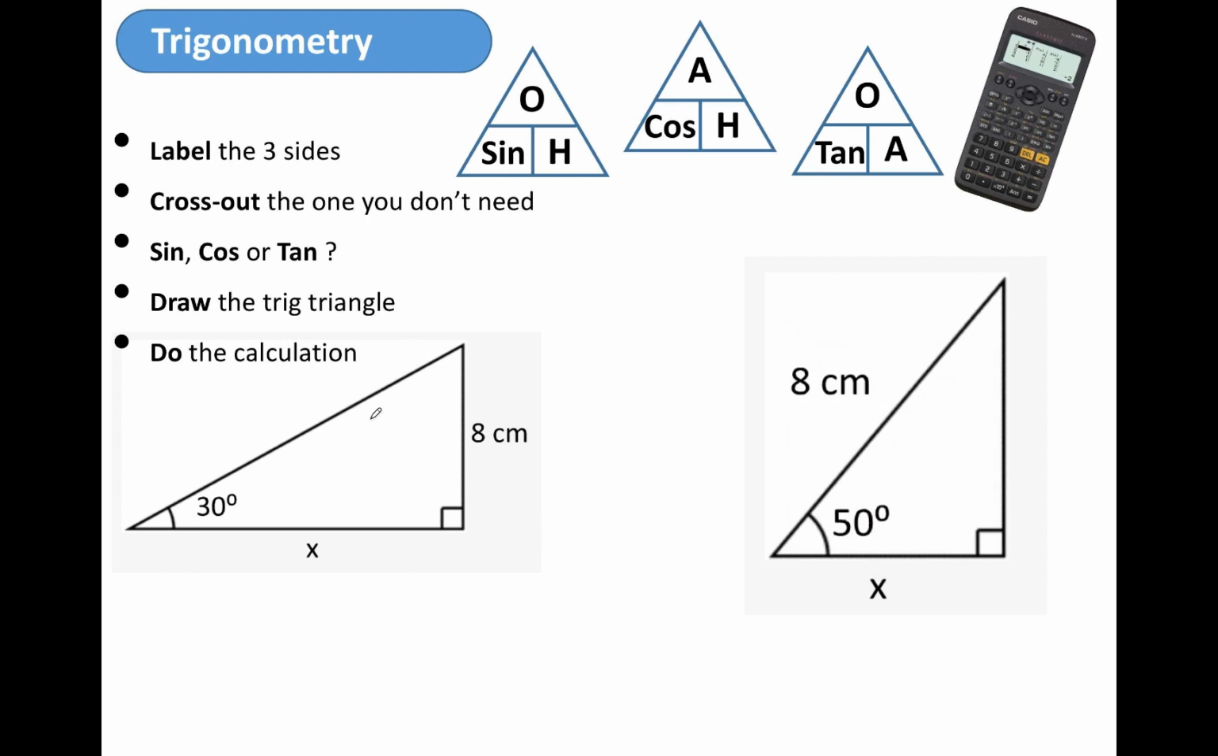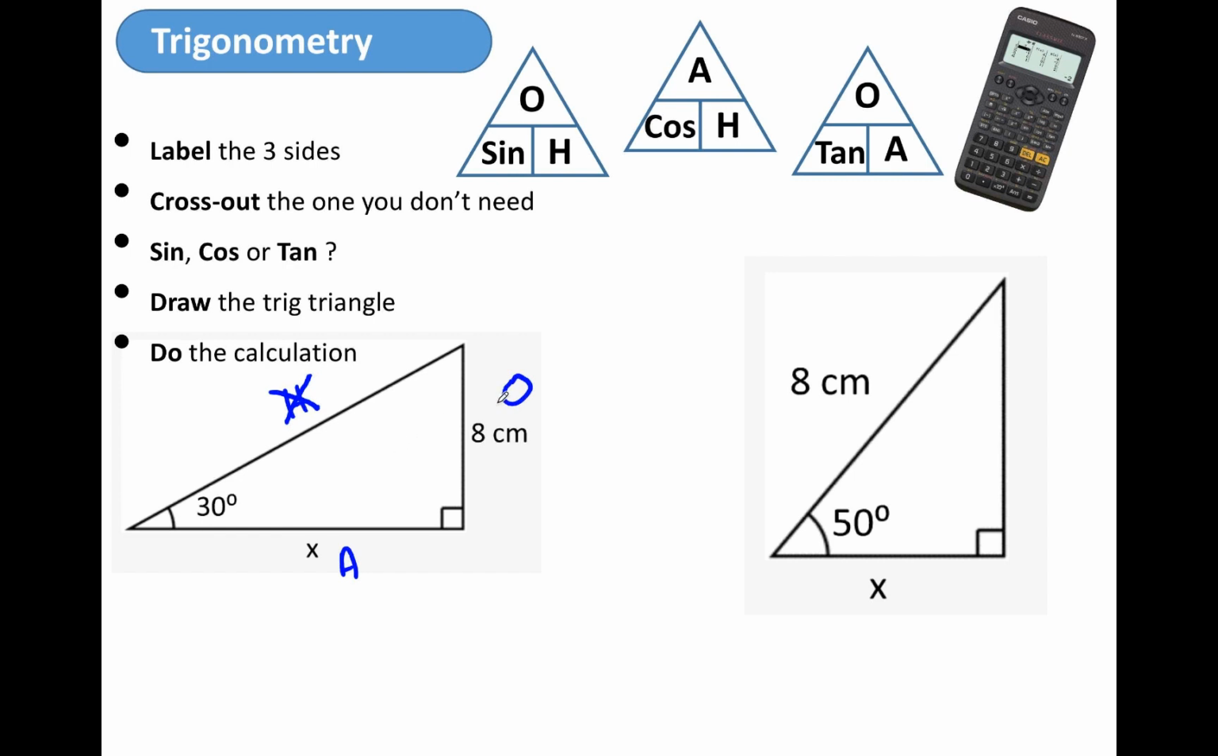Okay, right, we've unpaused. So the first thing to do is label the 3 sides. So let's label up the sides. The angle looks at the opposite side. The right angle points to the hypotenuse, and this side then must be the adjacent, the one next to it. Cross out the one we don't need. We don't need the hypotenuse because it's not part of this question. It's not active, as I think of it.